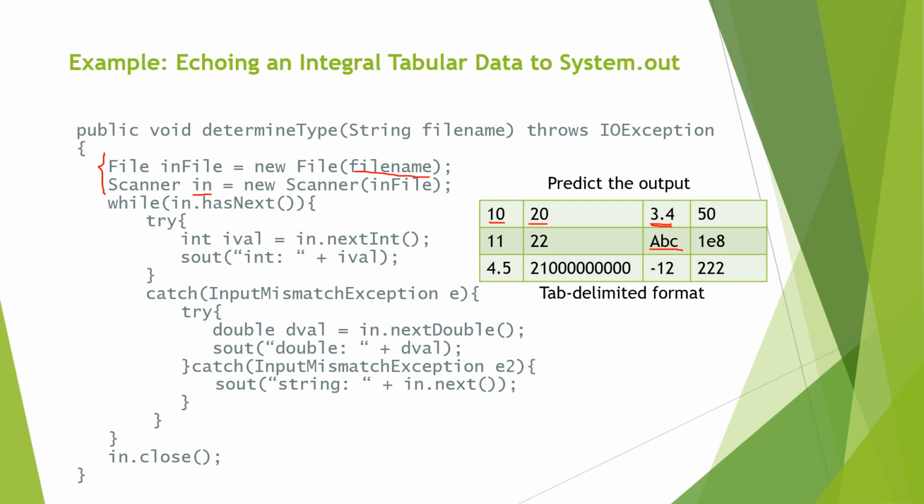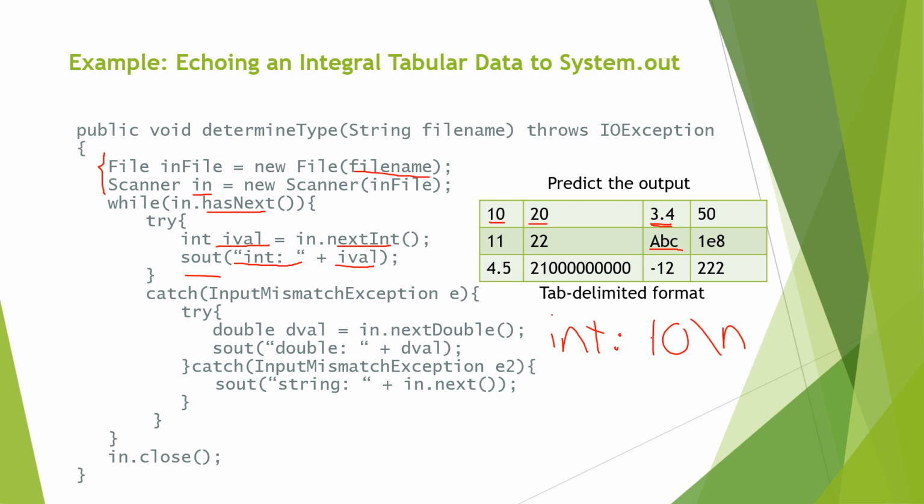As long as the scanner has the next word, I will try calling the nextInt method on the in object. If there is an integer in the current cell, then I will read the value, and the value will be ival, and I will print out int colon space followed by the ival. For example, for the first cell, you should see something like this. You will see int colon space 10, and then there's a new line because SOUT stands for System.out.println.